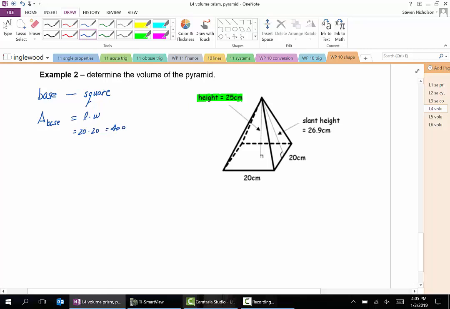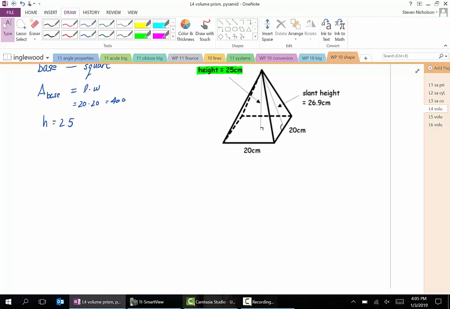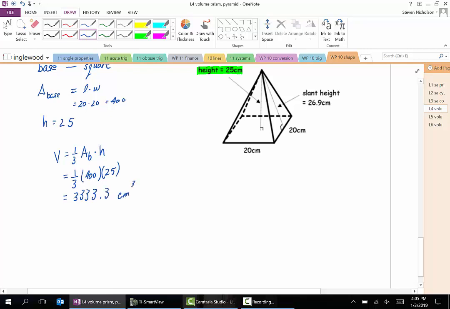And again, that's 400 square centimeters. We're not going to worry about our units right now. The height is 25 centimeters. And given that we have these parts, our formula is 1/3 area of base times height, so 1/3 times 400 times 25. And when you plug that into your calculator, you get 3,333.3 cubic centimeters. So again, as long as we know the formula and as long as we put the numbers in the correct place, we will get the correct answer.